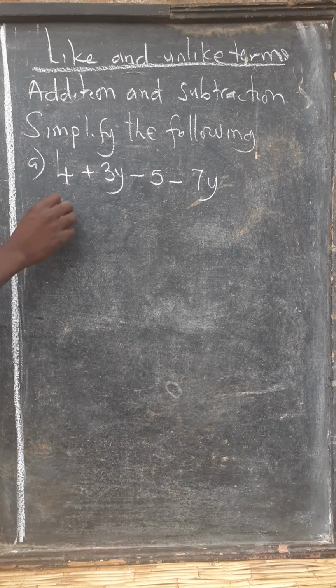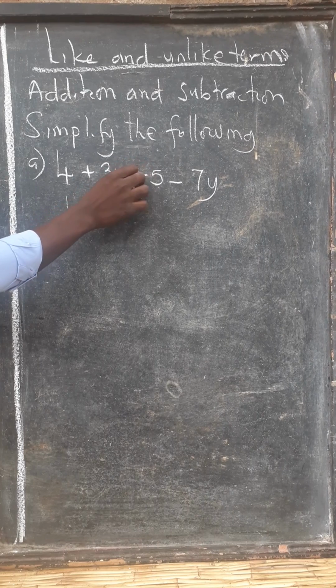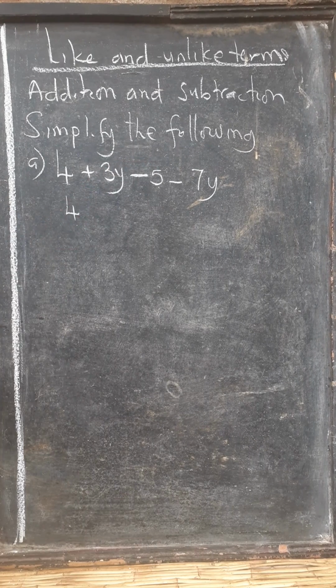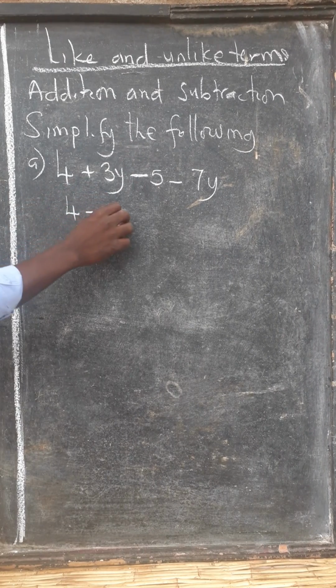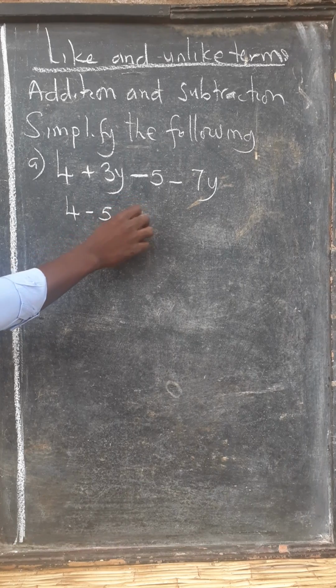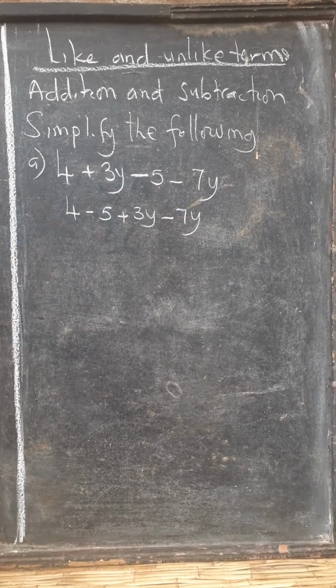So in this case, we're going to say we have got 4. And how do we collect the like terms together? When you look at 5, it has this sign here. So when we are rearranging them, we need to be mindful of that. So 5 has to come with this sign, so it will be minus 5. Then plus 3y minus 7y.